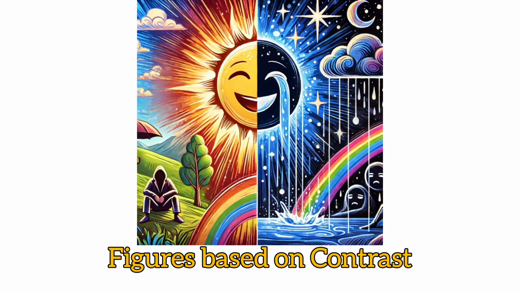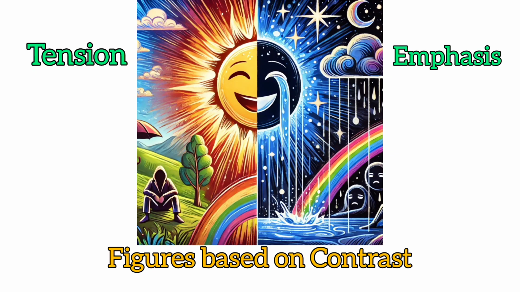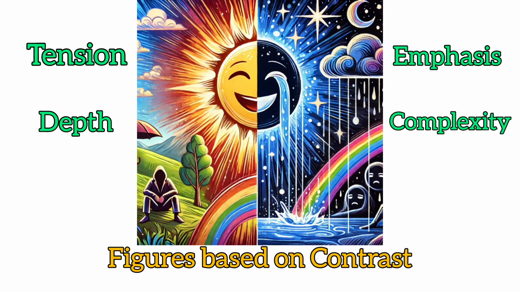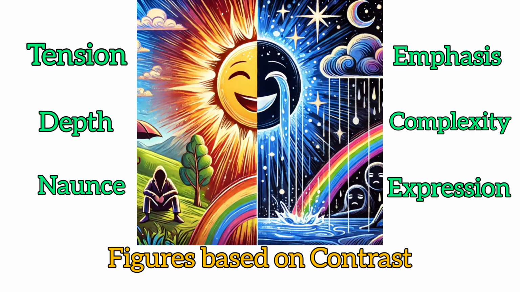Language is full of contradiction, and figures based on contrast are the perfect example. By placing opposite ideas, words, or phrases, these literary devices create a sense of tension and add emphasis to our message. These literary devices can add depth, complexity, and nuance to our language, to our expression.